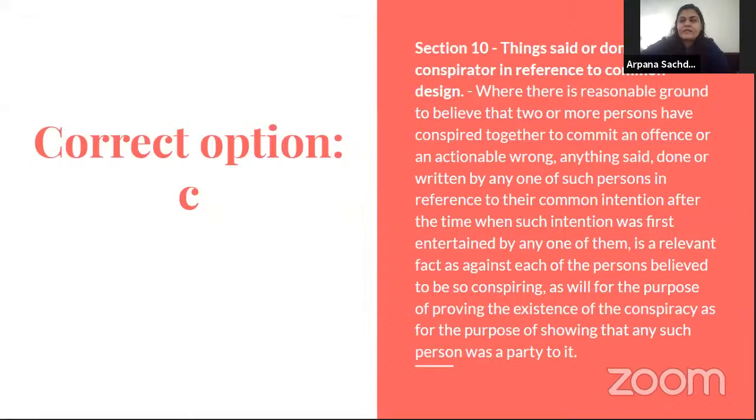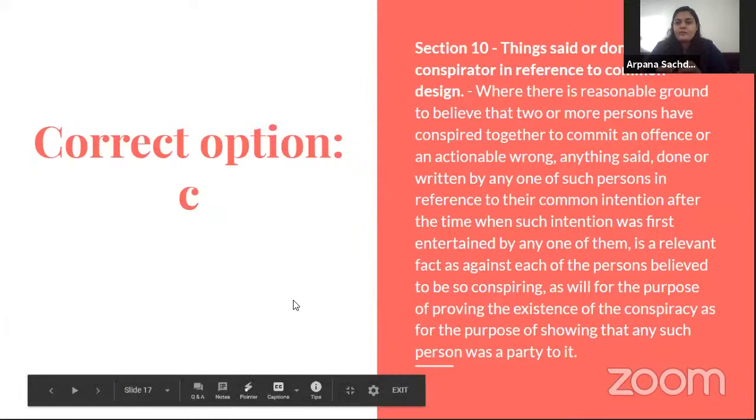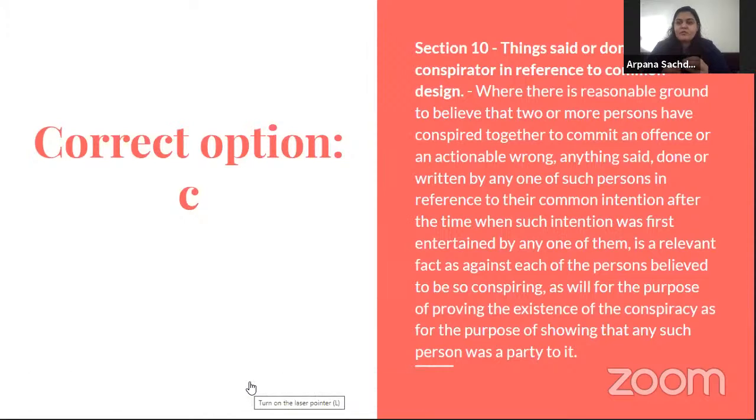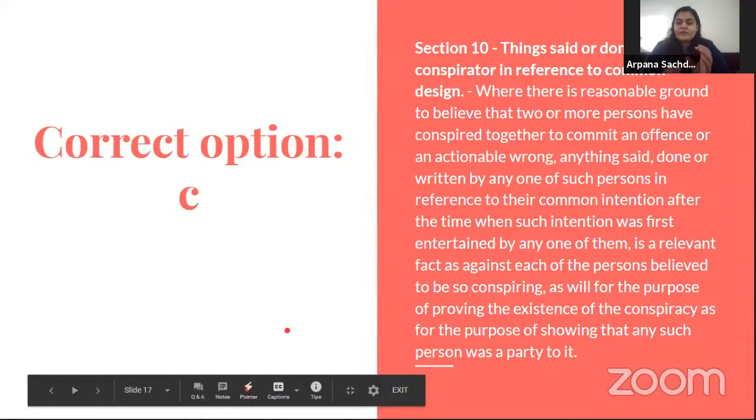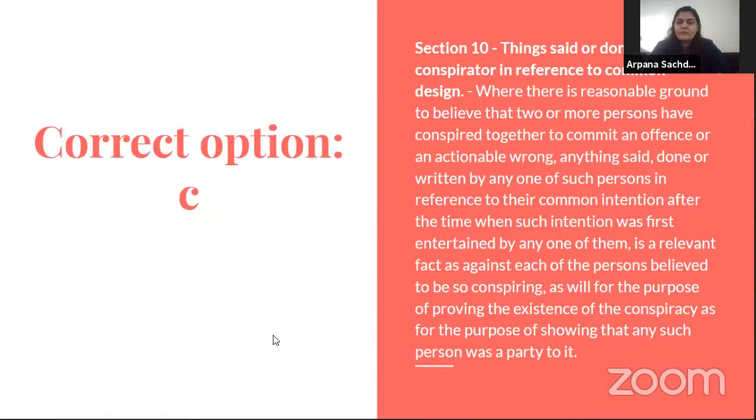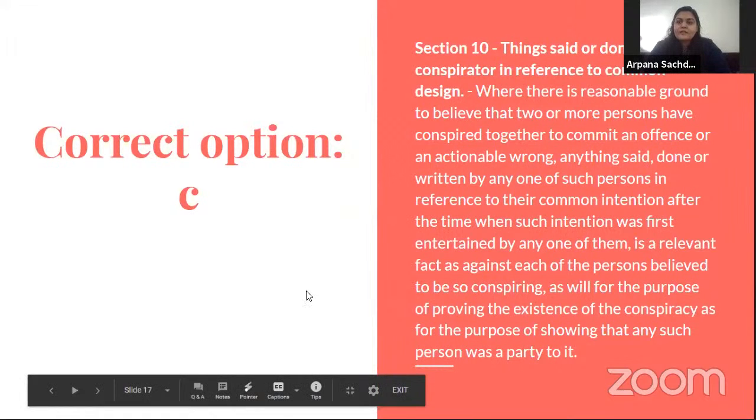So what does section 10 say over here? Things said or done by a conspirator in reference to the common design. So if we have evidence that two or more persons have conspired for a particular thing, then any evidence, any transaction between them, is relevant to show that those two people had the common intention. So let us read section 10.